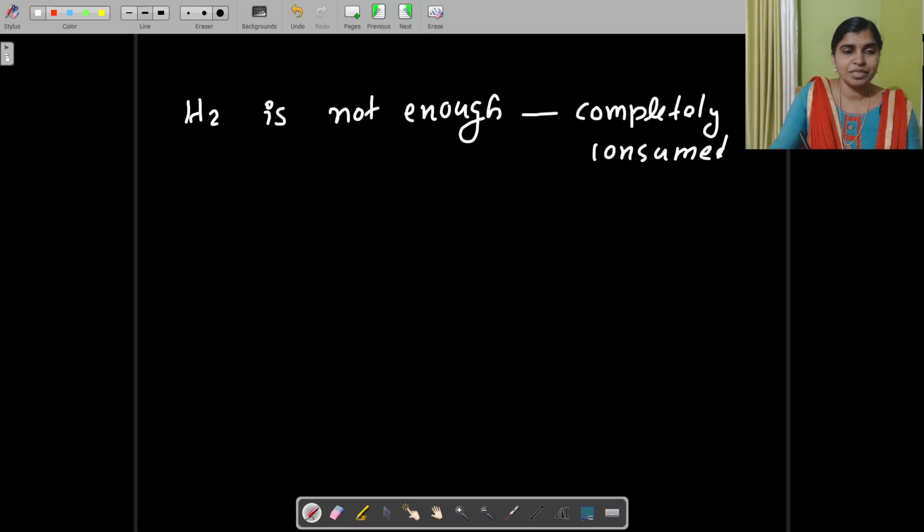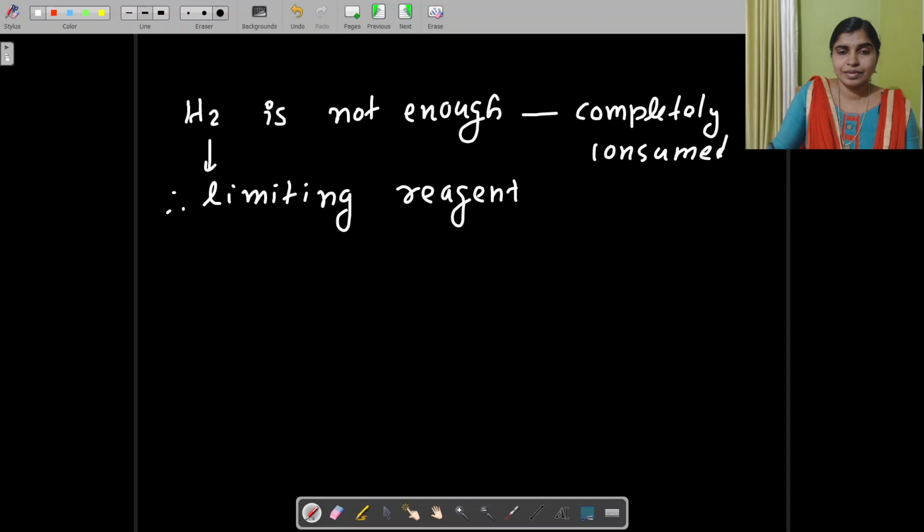So which is the limiting reagent? Hydrogen is the limiting reagent. The amount of ammonia produced can be controlled by hydrogen, because hydrogen is the limiting reagent here.